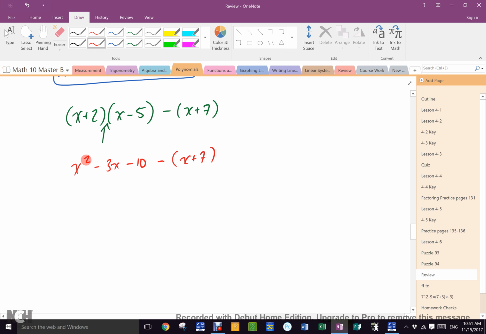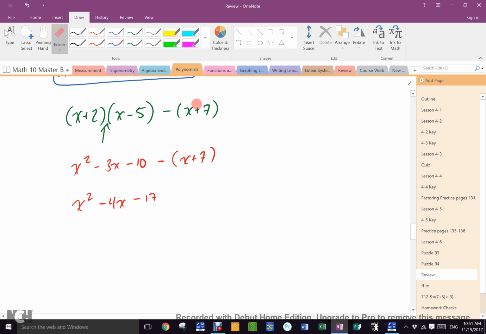Okay. Any other x squareds? Nope. But it says I got to take away an x. I've already got negative 3. What does that become? Negative 4x. And then it says minus 7. I've already got negative 10. Am I getting more negative or less negative? More negative, so it must be minus 17, yes?